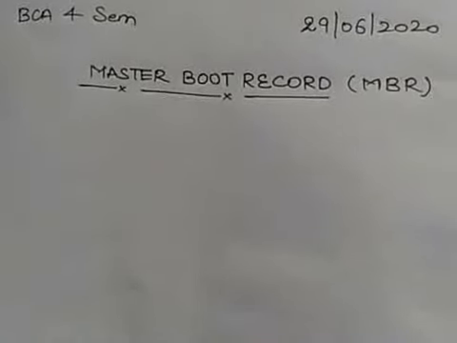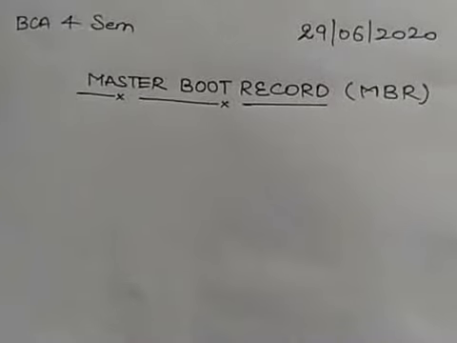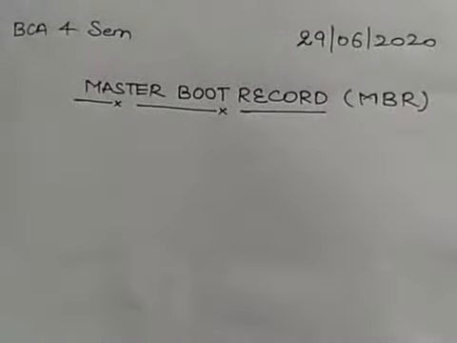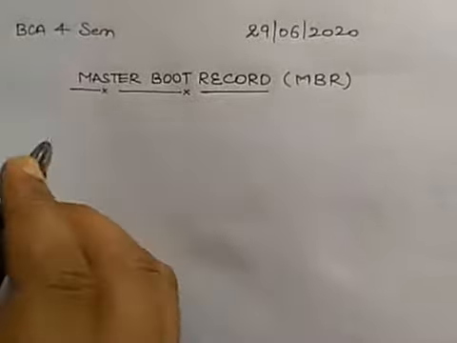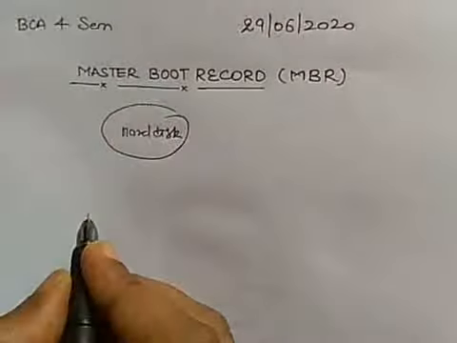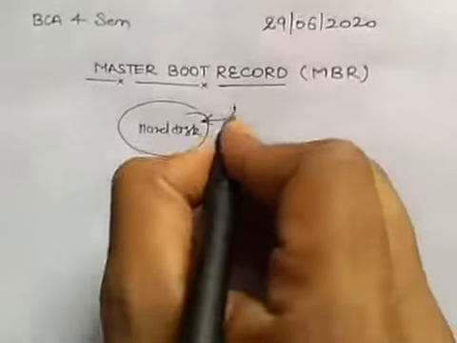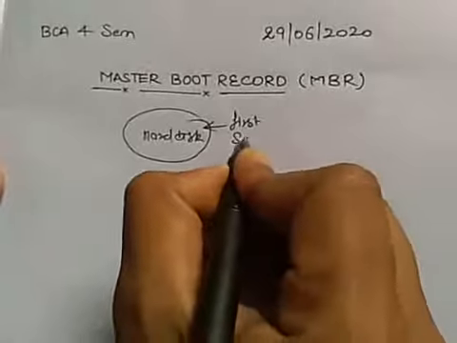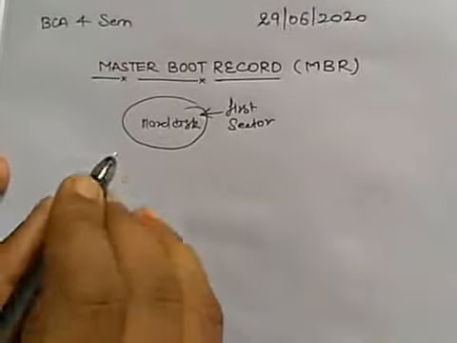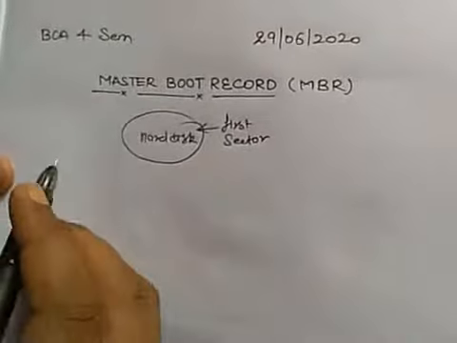Today we will study about master boot record, or in short form it is known as MBR. Now we can say that master boot record. Suppose we have a hard disk. Now the first sector of a hard disk is known as master boot.